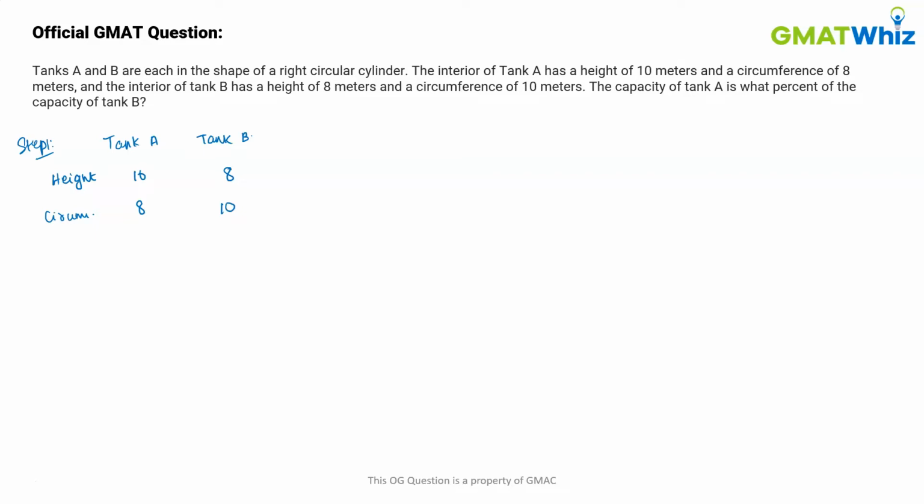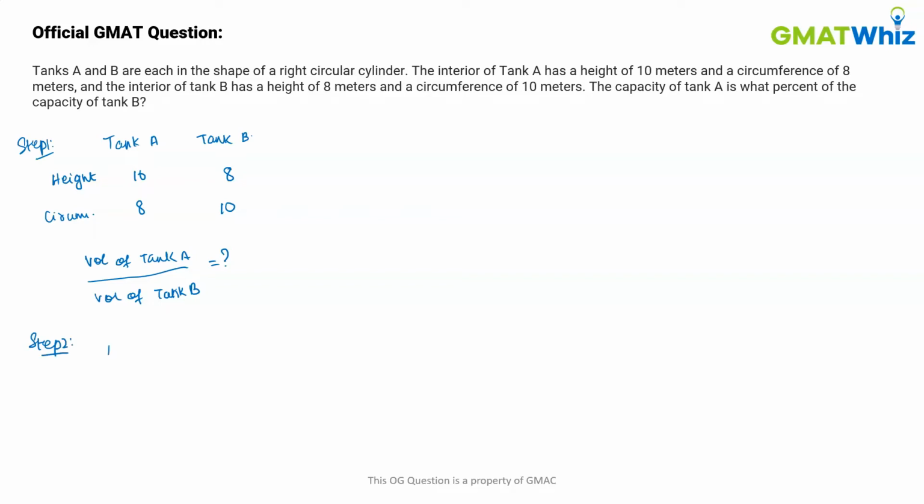We have to find the capacity of tank A is what percent of the capacity of tank B. So we basically have to find the volume of tank A by the volume of tank B. Now that we have all the information that is given in the question, let's move on to step 2 and understand the methodology.